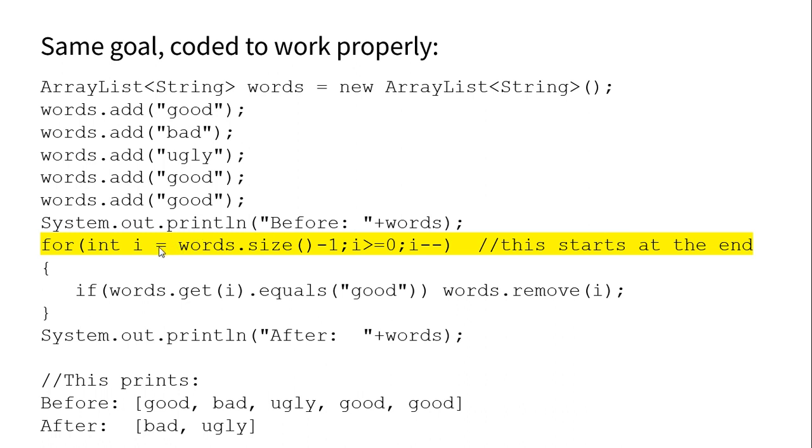Why does this work perfectly? We're starting at the last item, words.size minus 1. That's the last item. Hey, it's good. We delete it. Now we're on size minus 2. It's good. We delete it. And so on. Every one we delete, no problem.